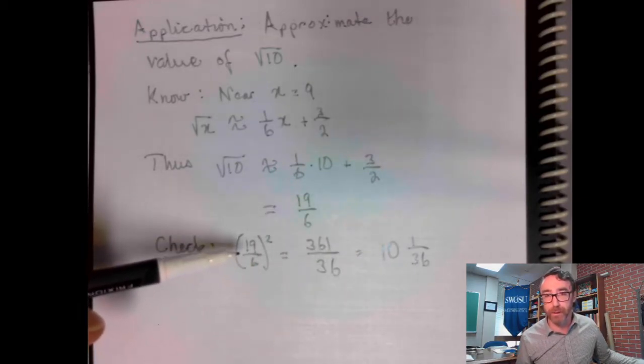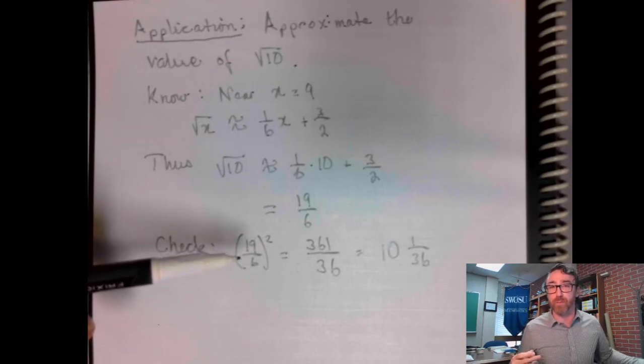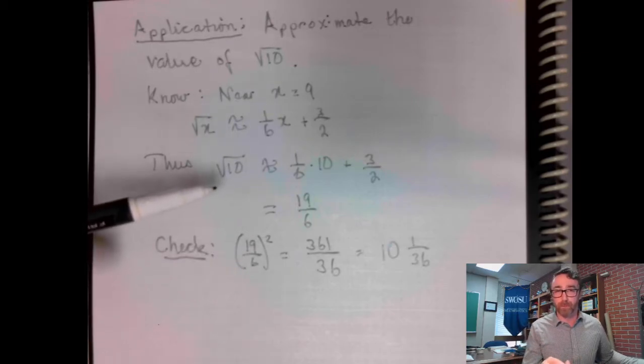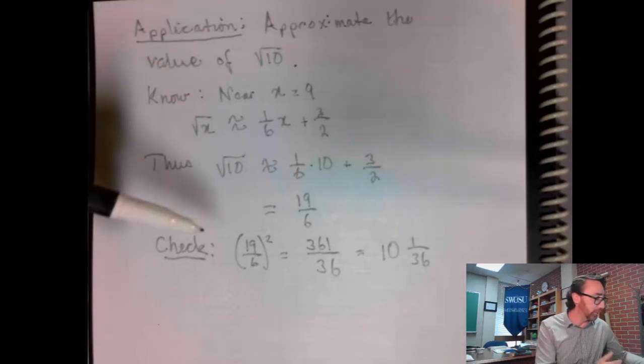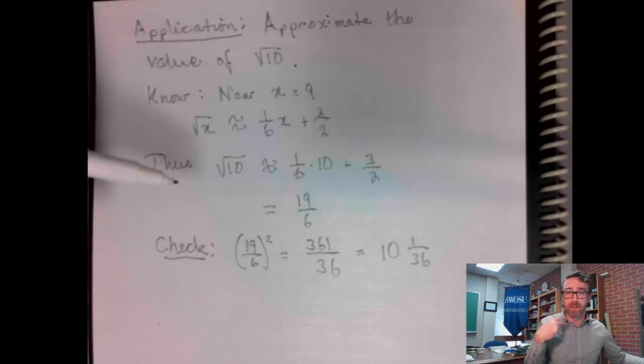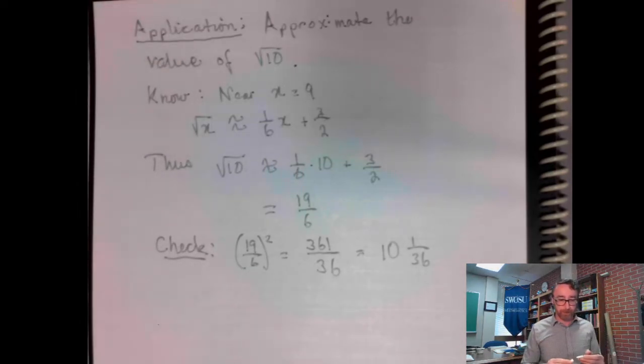Okay, we're getting something that almost does the job for us of what radical 10 is supposed to do. And of course, the job that radical 10 does is when you square radical 10, you get 10. So this is one of the uses of a tangent line approximation.